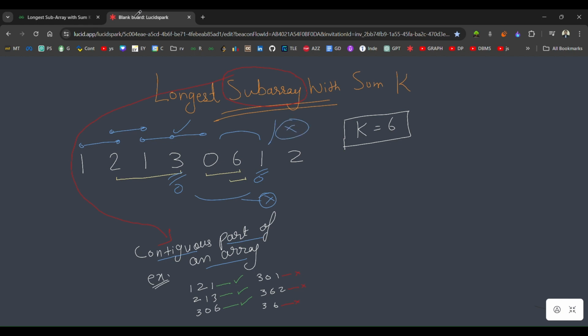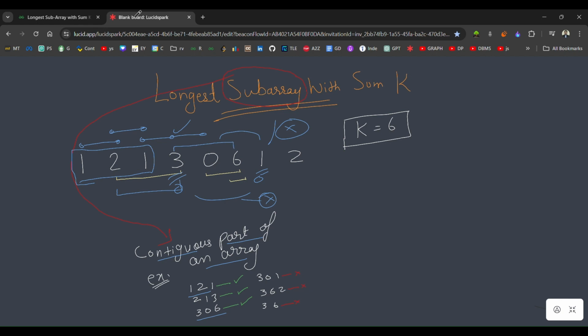So let's have a look at some examples. 1, 2, yes, it is a subarray. Why? Because they are contiguous. 2 1 3, this is a contiguous part, right? So it's a subarray. 3 0 6, since they are contiguous, it's a subarray.